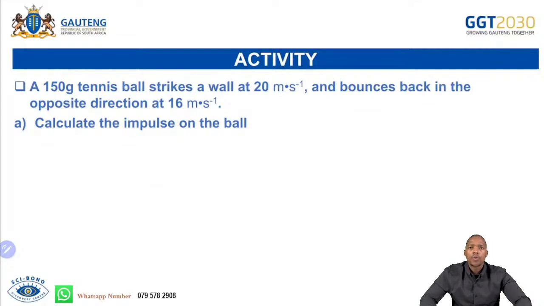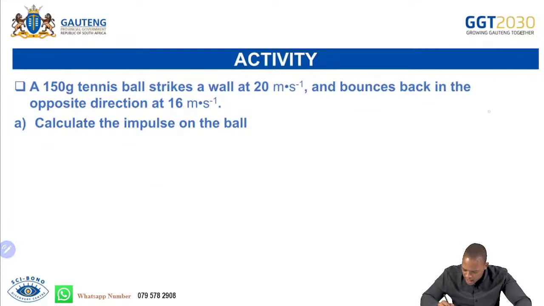Okay, so we're going to take an activity here. The activity is that a 150 grams tennis ball strikes a wall at a velocity of 20 meters per second and bounces back in the opposite direction at a velocity of 16 meters per second. And we are asked to calculate the impulse on the ball. This question is very, very important, because I want you to think about it. They're saying a 150 grams tennis ball strikes the wall at 20 meters per second, comes back at 16 meters per second.